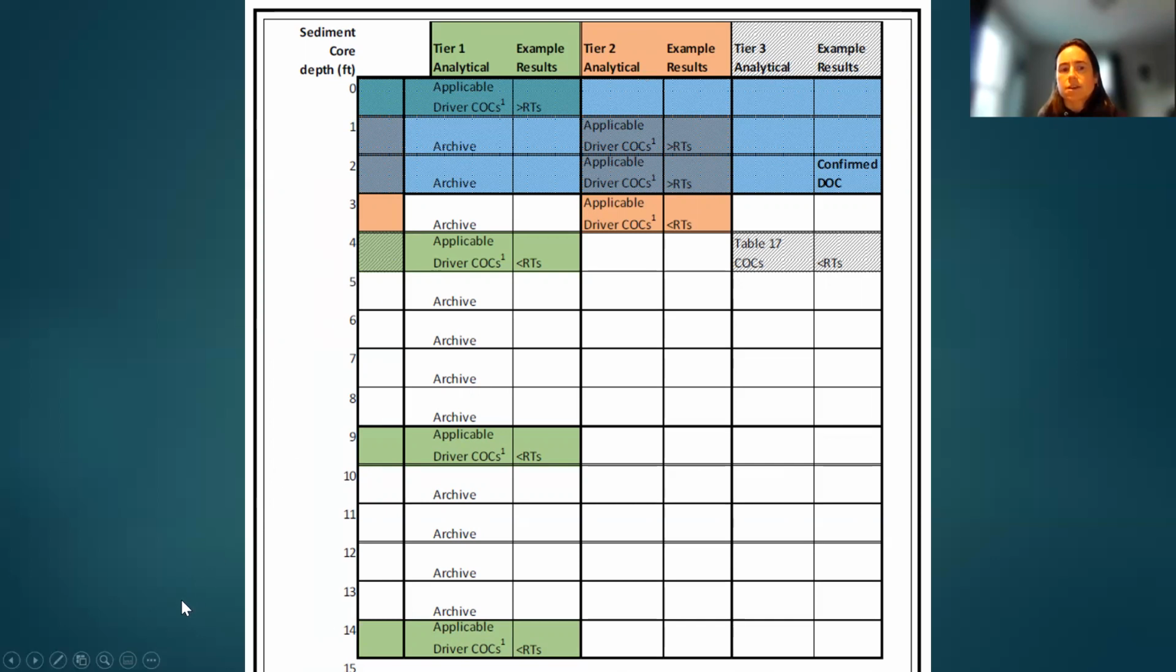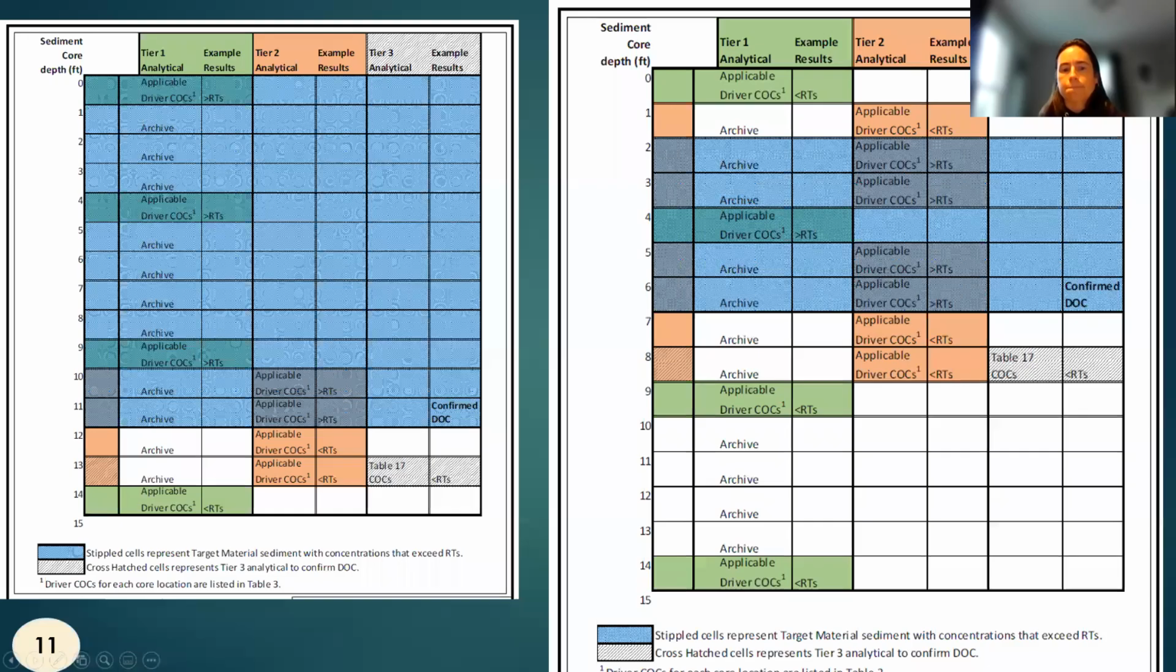So go to the next slide, Laura. Here's just other examples of, if we got back the core on the left, where the top 3, the interval from 0 to 1, the interval from 4 to 5, and the interval from 9 to 10, all came back above our remediation thresholds, then we're going to assume that whole core down to that level is contaminated above our remediation thresholds. And we just go deeper than that to try to find where the depth is.